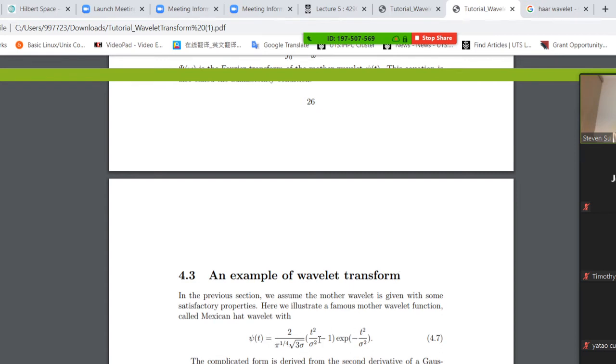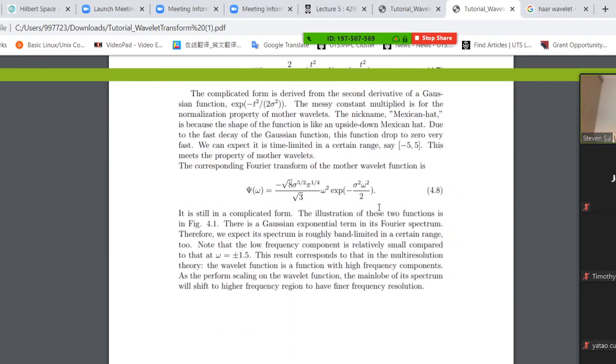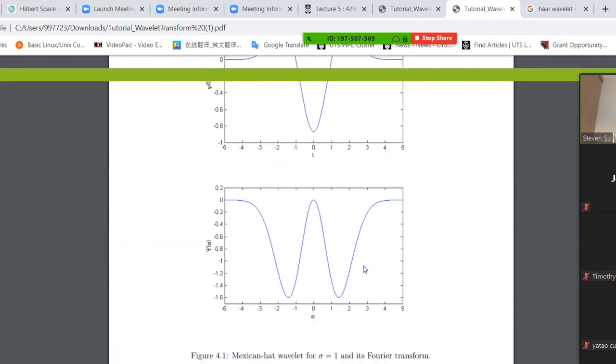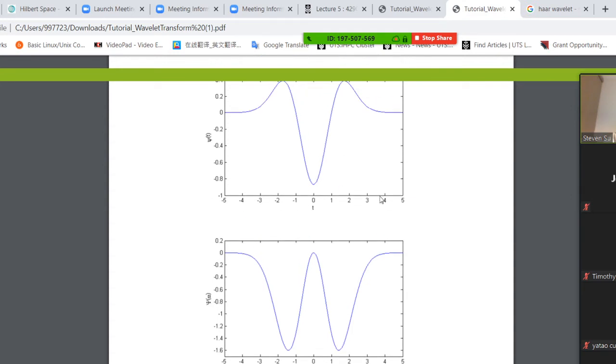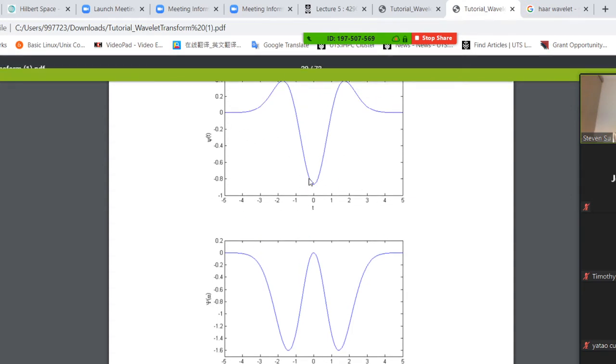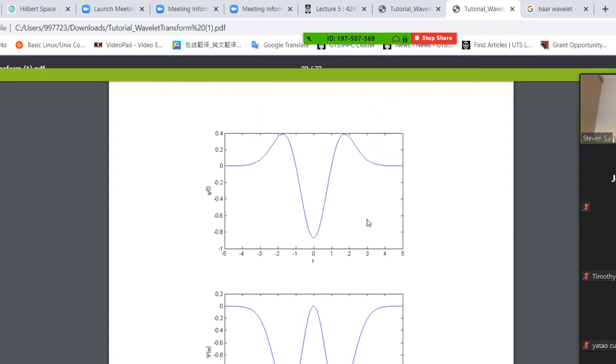It looks like this, and other shapes. This is called the Mexican hat, Mexican hat. You can see its average should actually be 0, for a wavelet.